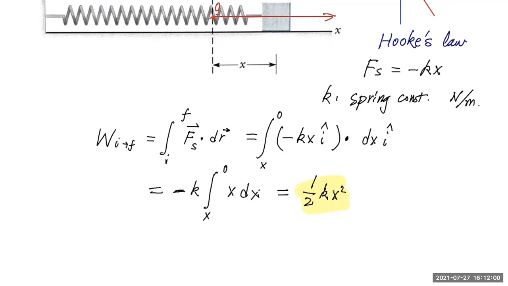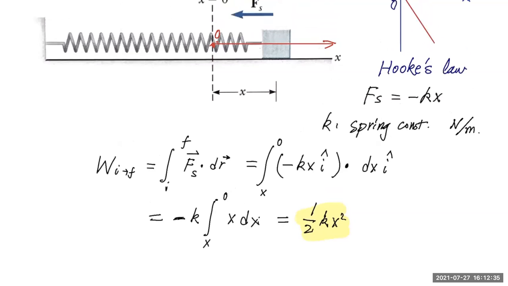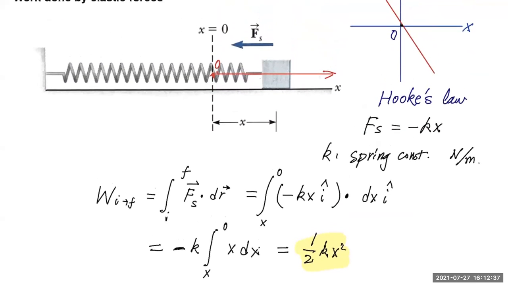The reason why this work is positive is not just the math. It makes sense because the force points along the negative x direction, and the movement is also along the negative x direction. So this block is being pulled by the spring, and therefore it gets faster and faster. So the work done is positive in this case. Now, as the block tries to move outwards from equilibrium position, the spring will do negative work because the spring tries to hold it back. It doesn't want it to move away from equilibrium. Okay, so that is an example of how you calculate the work done by a spring.